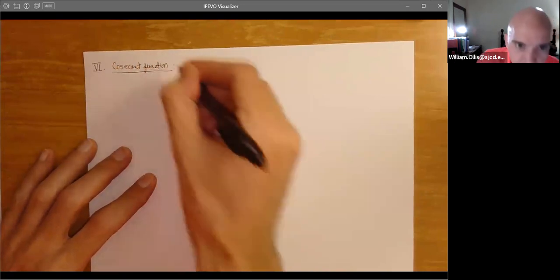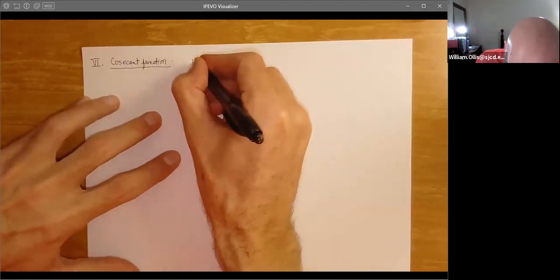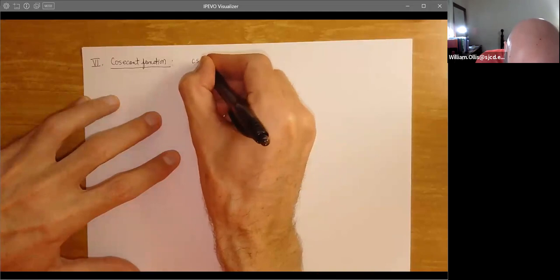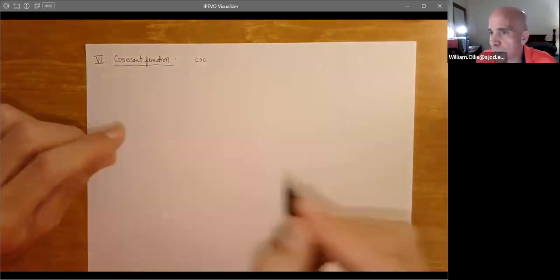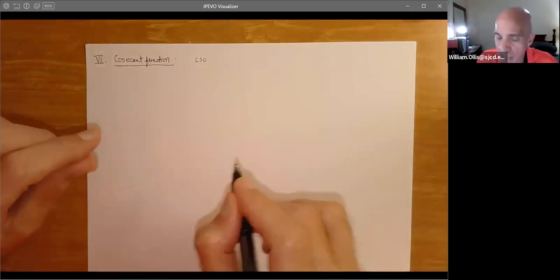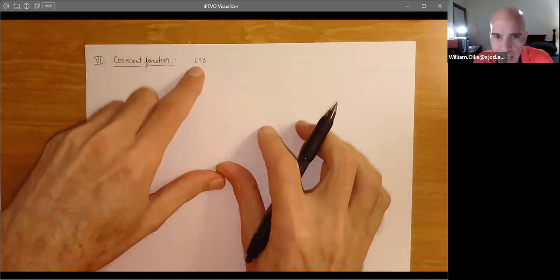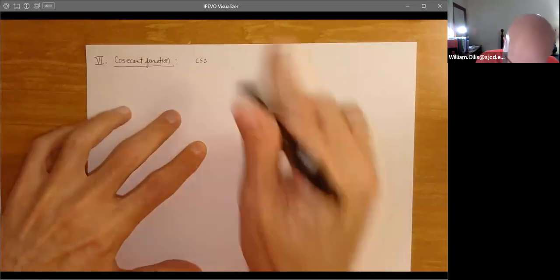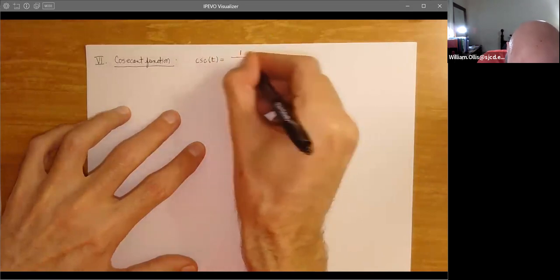Cosecant. And of course, we'll be lazy. This is a little bit harder to write. It'll be CSC. Now that's not very user-friendly. Secant, a little bit easier. Tan, cotangent. Cosecant's a little less user-friendly. So we use CSC of t, and this will be 1 over sine t.